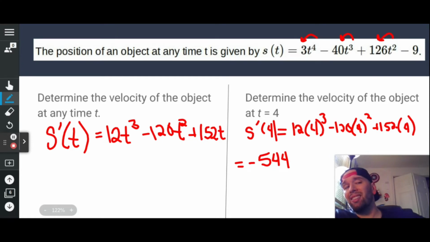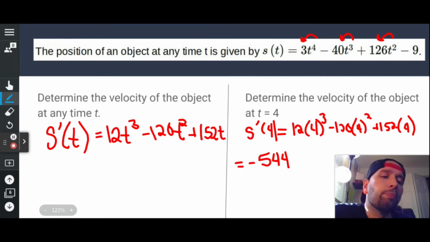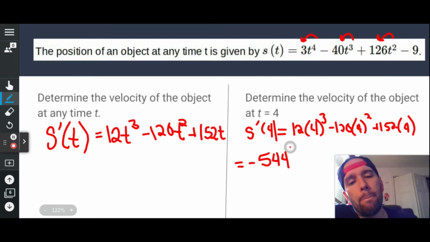So this velocity is negative, which means it's going downward. I don't have any units, so I'm not going to say feet per second, meters per hour, miles per minute. I don't know, because I stole this problem from the internet. But that's my answer. Fast little bugger.